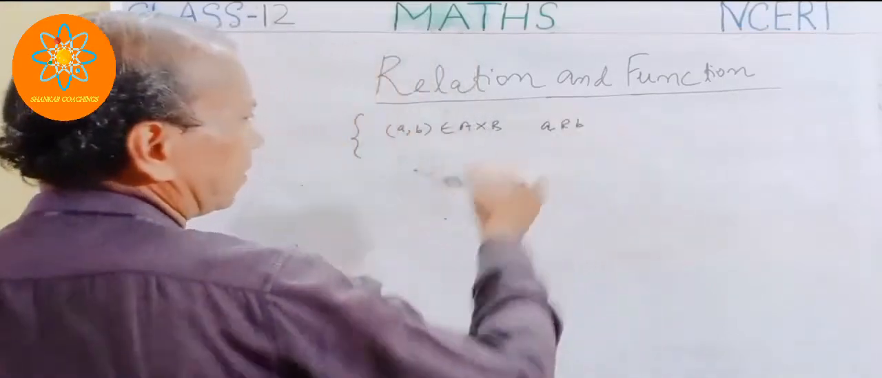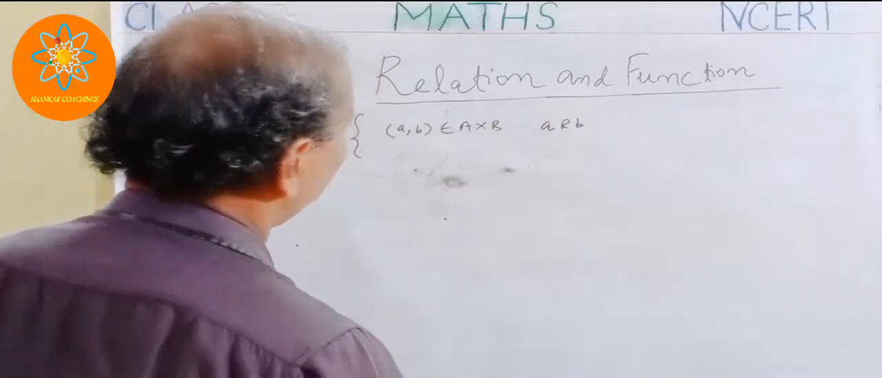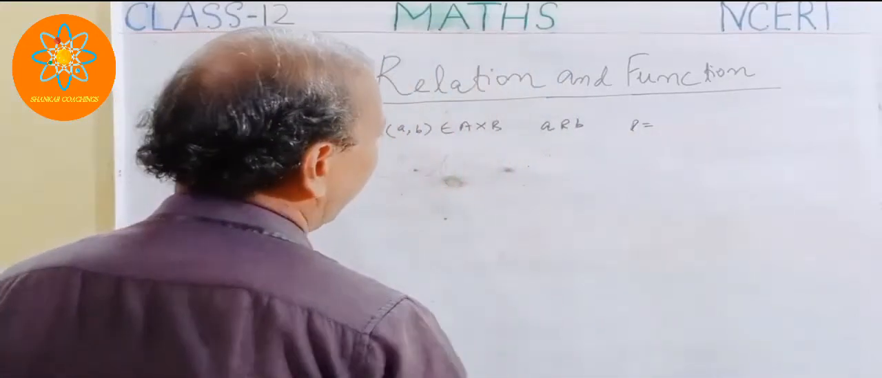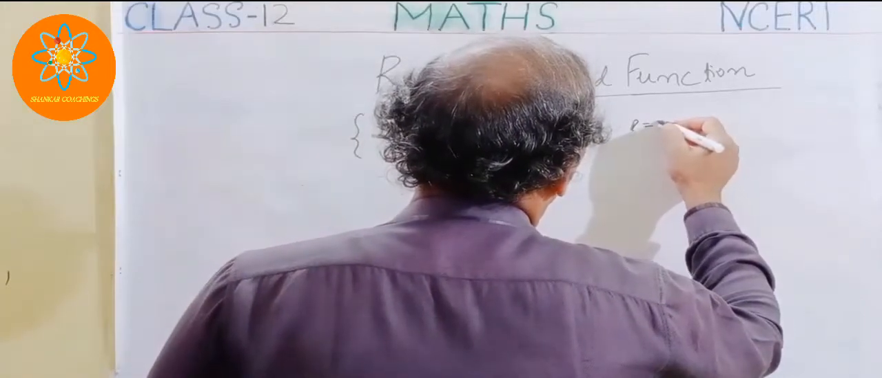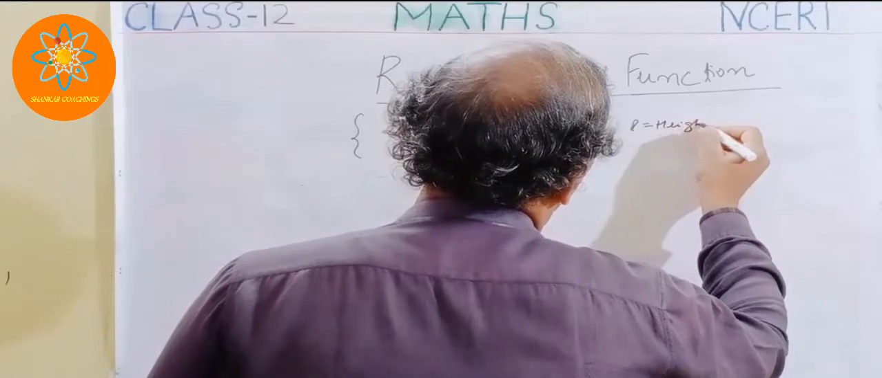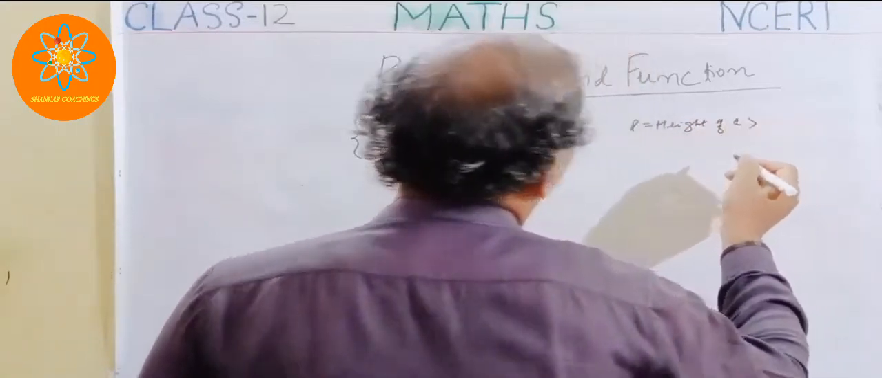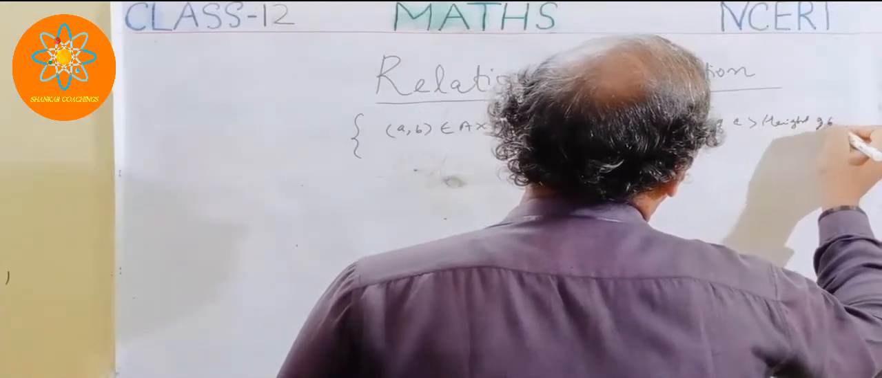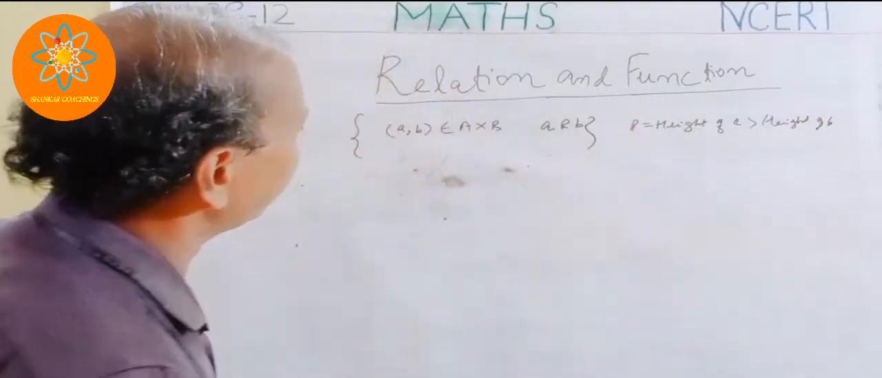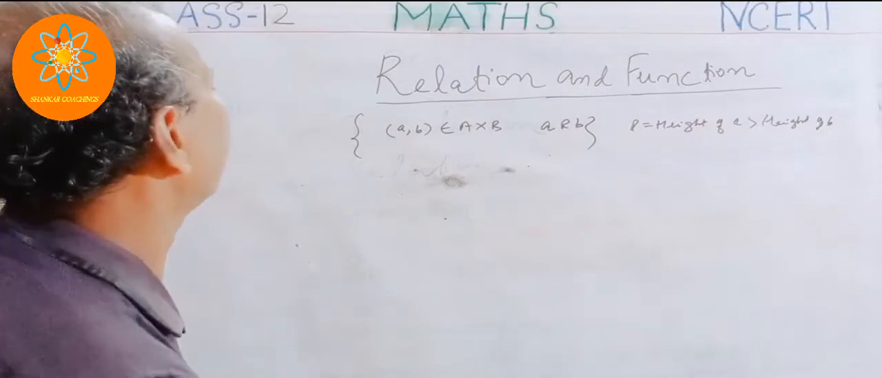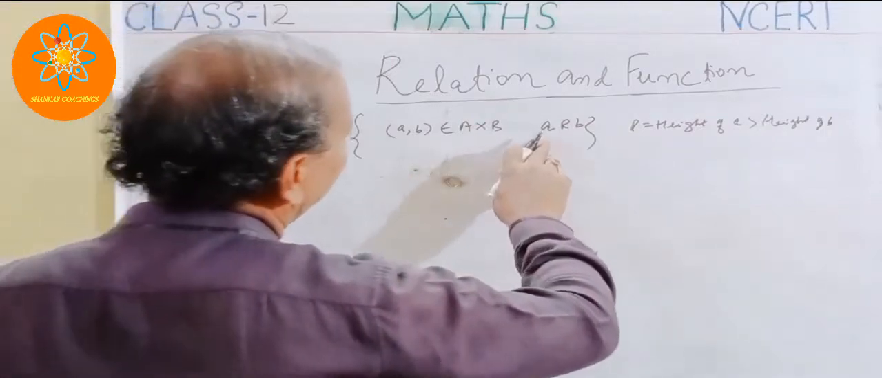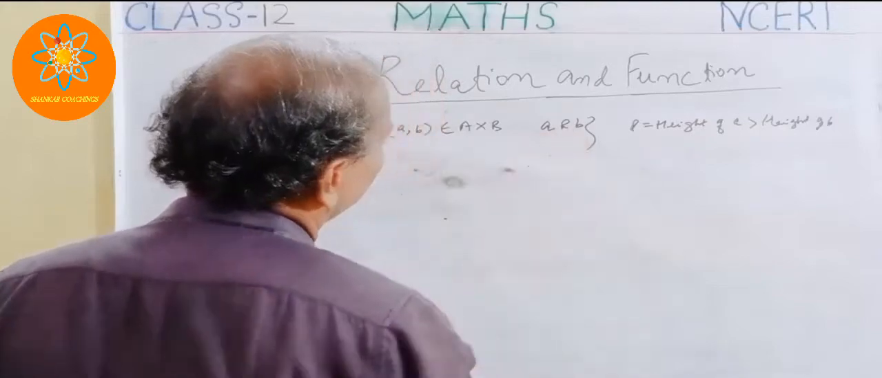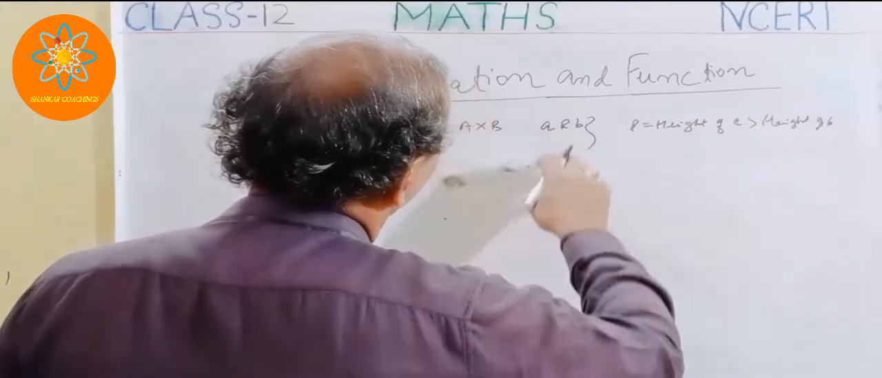Now we will define this relation R. Let's suppose I define this R. So R is equal to height of A is greater than height of B. Likewise many more relations I can take, like I can compare what in the A. This small a means this is the student of class 12, and B means this is the student of class 11.